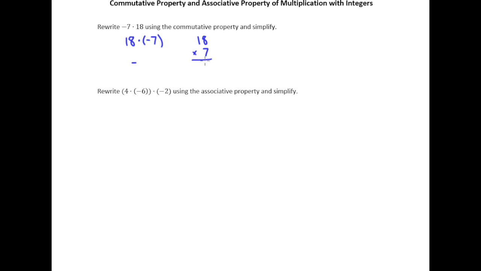But we need to find out what 18 times 7 is. So 7 times 8 is 56. Carry my 5. 7 times 1 plus 5 is 12. So my answer is negative 126.